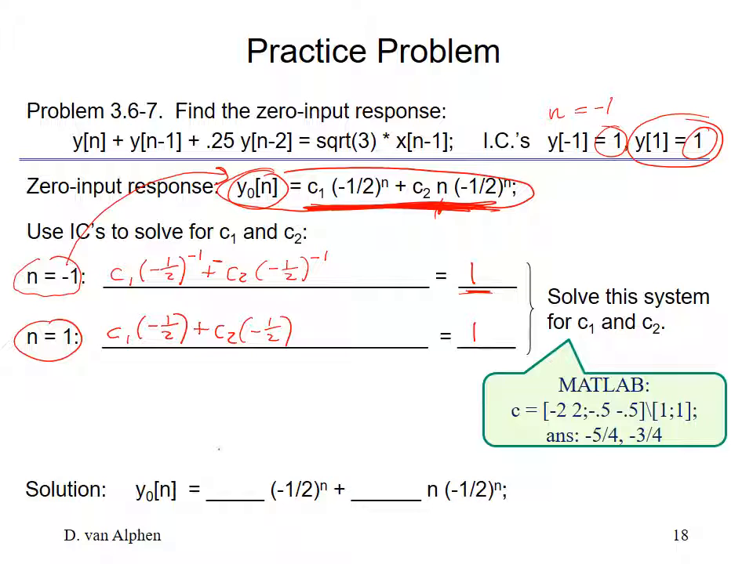Okay, so let me take those two equations. Let's call this equation 1, similar to what we did before. Call this equation 2. And let me simplify equation 1 now. Equation 1, when I take the reciprocal of negative 1/2, I get negative 2 c1. And again, taking the reciprocal of negative 1/2 gives me negative 2. With a minus sign here, though, it becomes positive 2 c2, and that should equal 1.